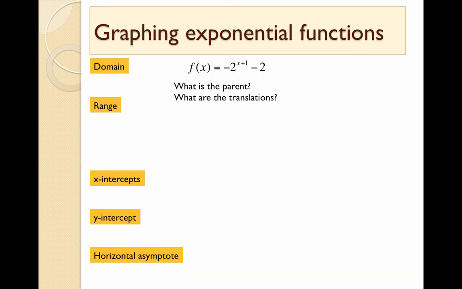Let's try another one. First of all, what's the parent? F of x is equal to 2 to the x. Think about the translations. What are they? We've got a horizontal shift. We've got a vertical shift. We've got a reflection.